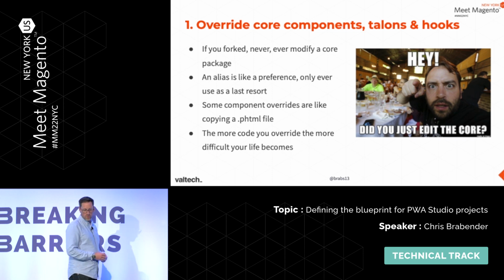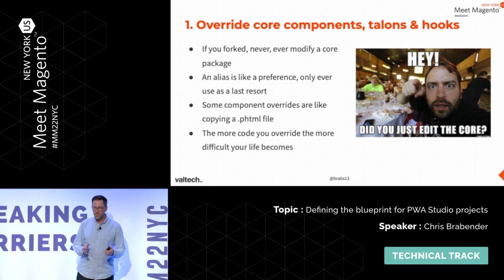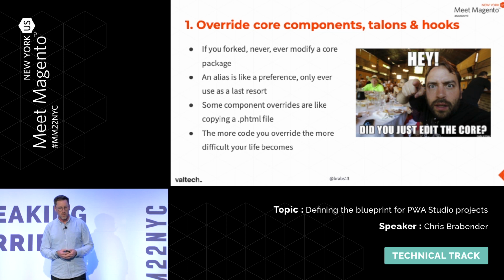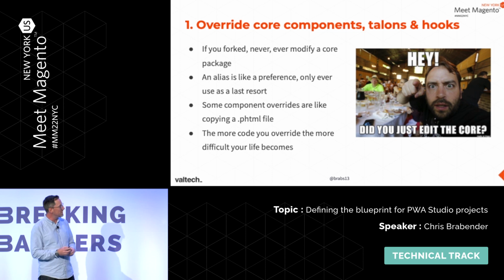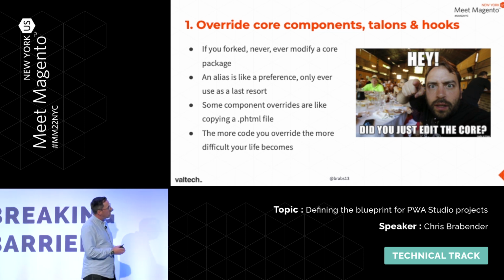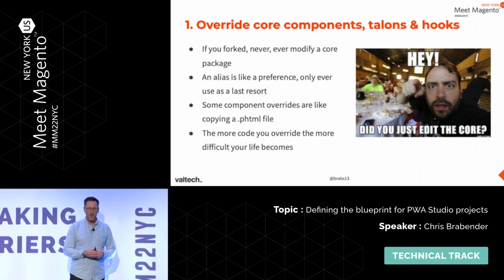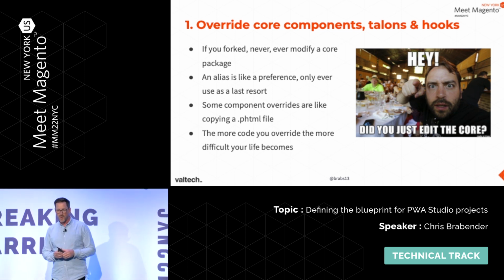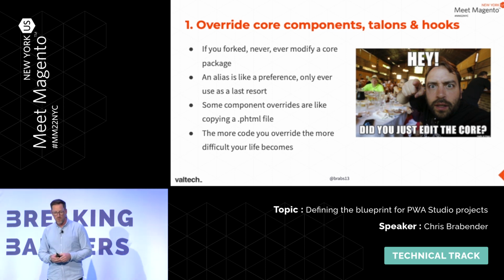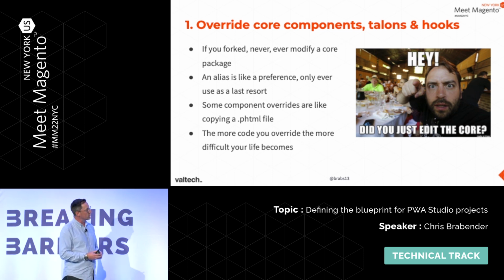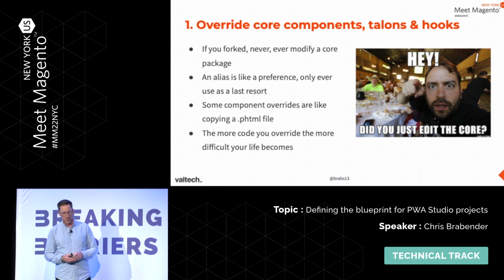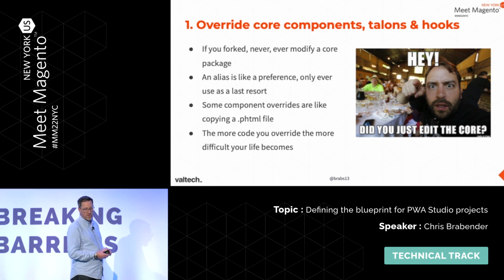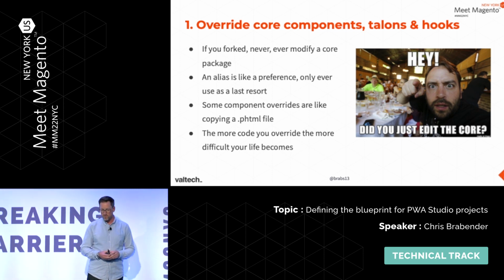So overriding core components, talons, and hooks. So if you have forked the GitHub repository, please never modify a core package. You will not be able to upgrade, basically. We don't want to be doing that. And if we come from a Magento development background as a PHP developer, for example, an alias you would think of as a preference. We only ever want to use one of them as a last resort. They reduce our long-term ownership, upgradeability, and all that kind of stuff. So we really don't want to be using aliases. We can think of component overrides, like we would replace a PHTML file in one of our custom themes.